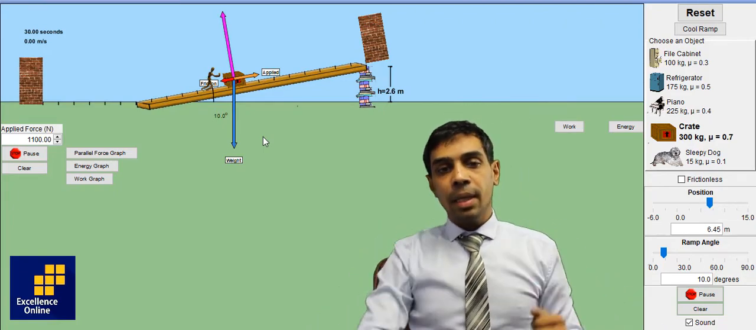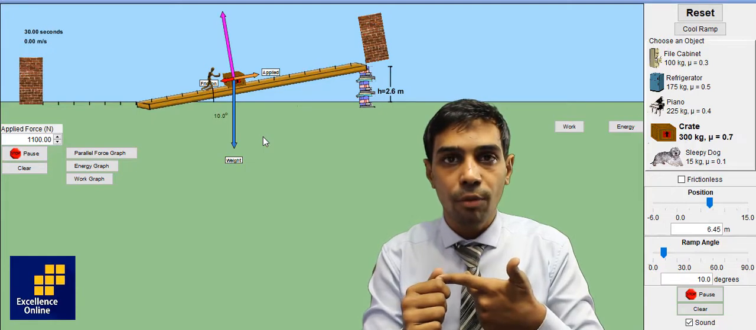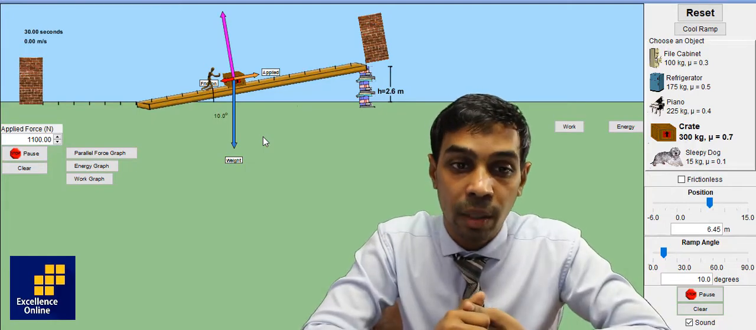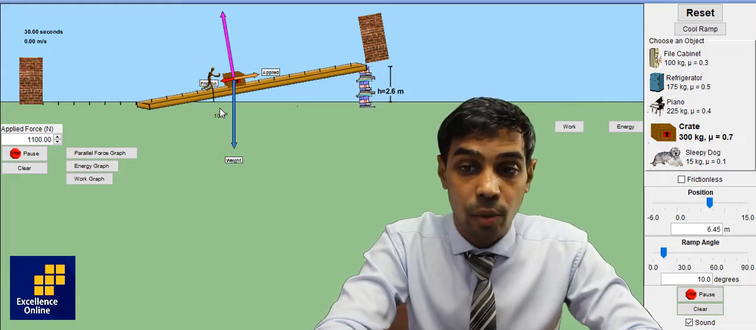So if we look, there are three forces. Number 1, friction. Number 2, the weight force, and the third is the normal reaction. And you can see there are diagrammatic lines on that as well.